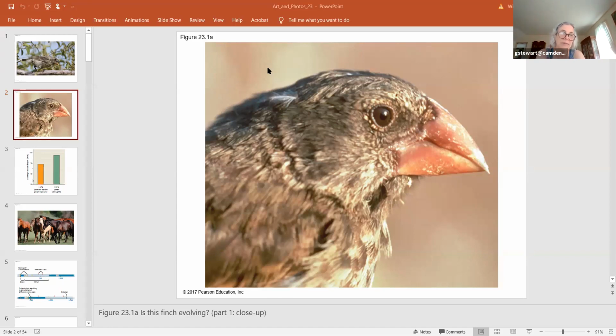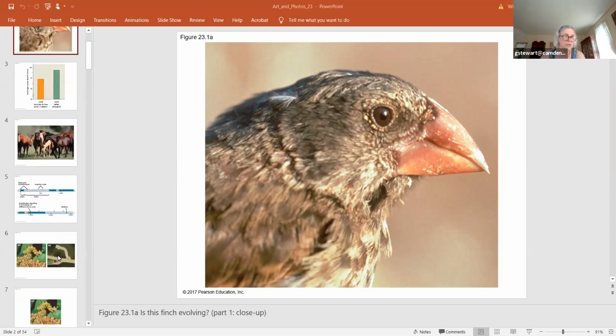So we measure evolution in terms of populations, which I would remind you from chapter 1, when we talked about all the different parts of biology and how it's organized. A population is a group of organisms, usually a species, living at the same place at the same time. So in order for a population to evolve, we need to have genetic variation.